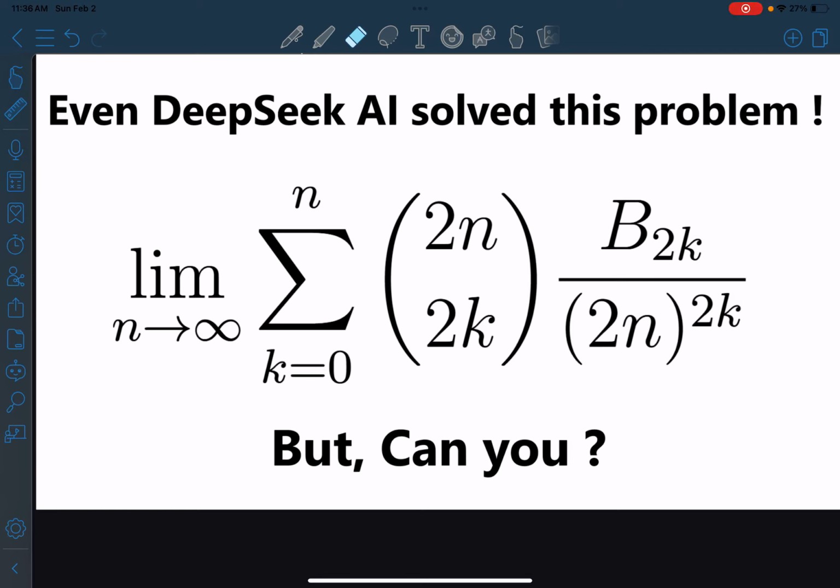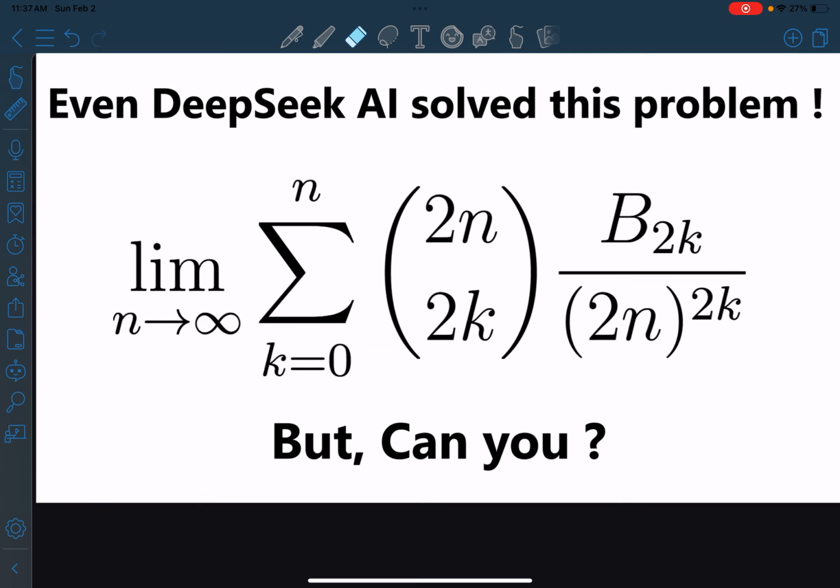Even Deepseek AI solved this problem. And can you? That's a question for you. Okay, the problem is: limit as n goes to infinity of the sum from k equals 0 to n of binomial 2n choose 2k, times the Bernoulli number B sub 2k, divided by (2n) to the power 2k.